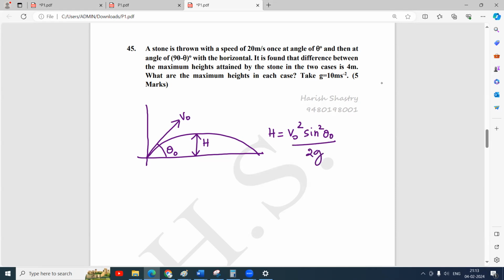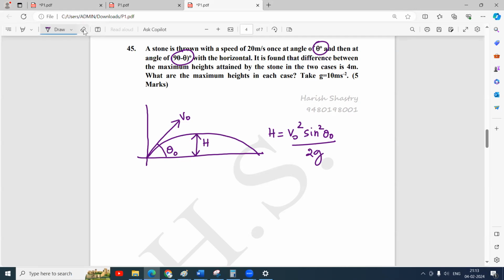Now, here it is thrown initially at an angle theta and then at an angle of 90 minus theta. So when I substitute here, I can put this sine squared theta naught as sine theta naught whole square. When I substitute sine 90 minus theta naught, I will get cos theta naught. So the second angle could be taken as cos theta naught. Here we have two cases, so definitely we have to write the formula twice and solve it. That is the main logic behind this problem.